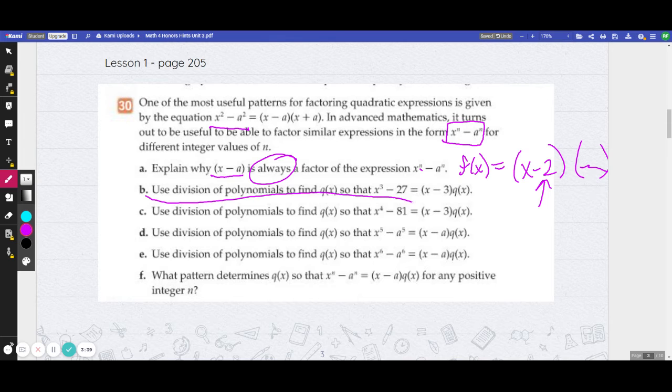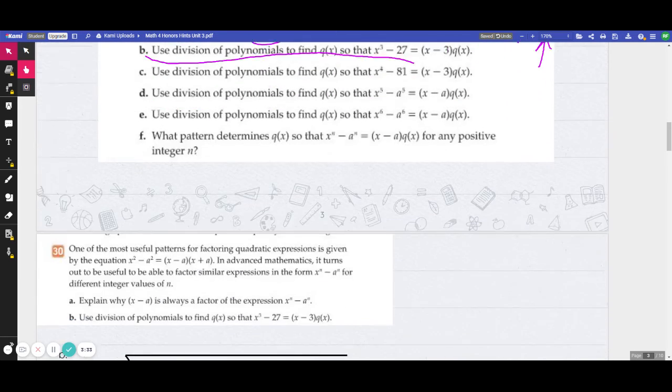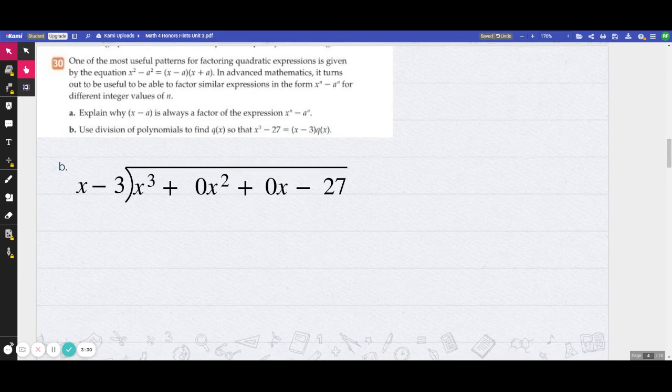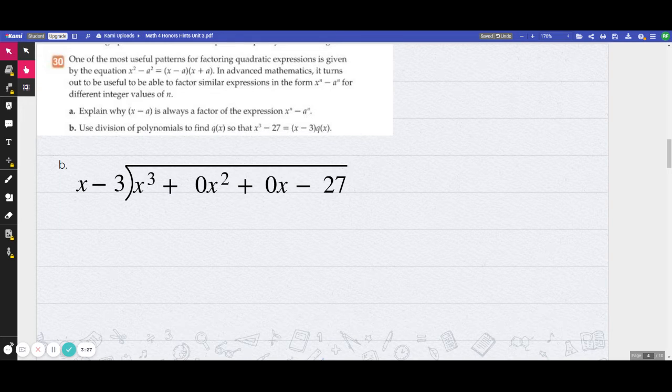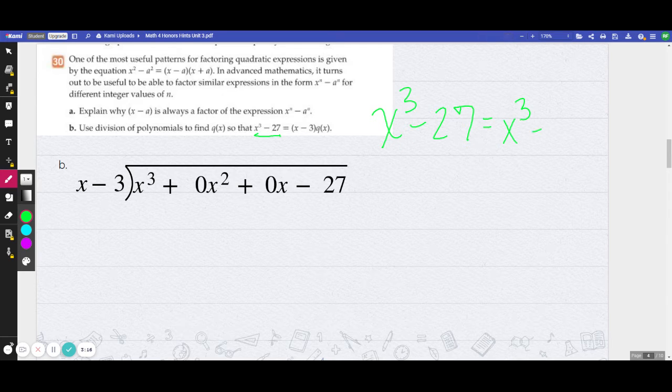Now we're going to talk about part B. Looking at part B, it's asking you to use long division to find that factor of x to the third minus 27. Hopefully you notice that x to the third minus 27 can actually be written x to the third minus 3 to the third. So this follows that pattern of x to the n minus a to the n. It wants to know why x minus 3 is a factor of that, and this q stands for quotient.